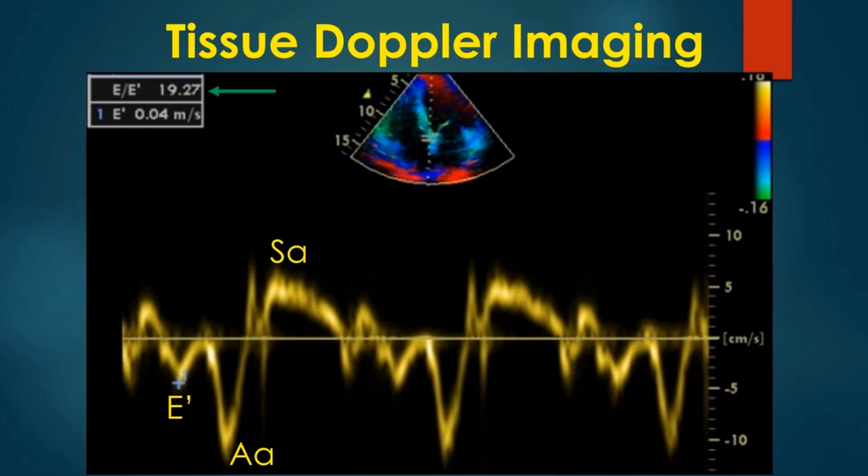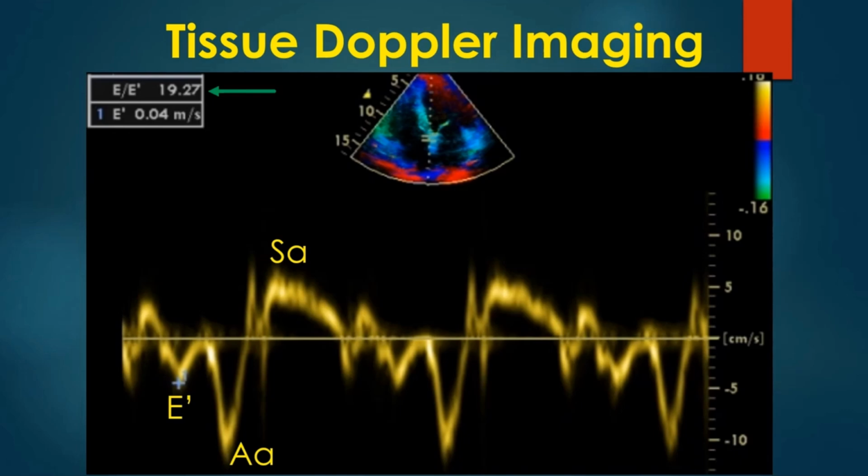E by E prime at lateral mitral annulus more than 10 and E by E prime more than 15 at the septal mitral annulus indicates left ventricular diastolic dysfunction. E by E prime values less than 8 would indicate normal left ventricular diastolic function.